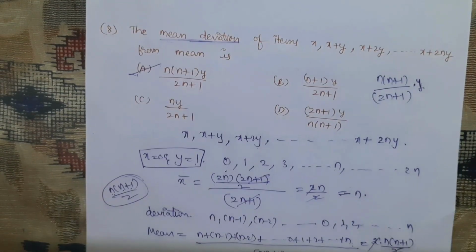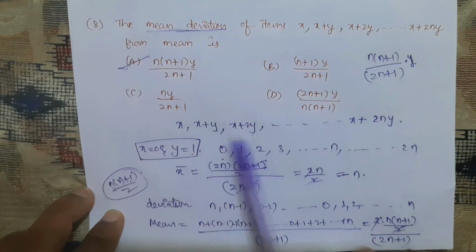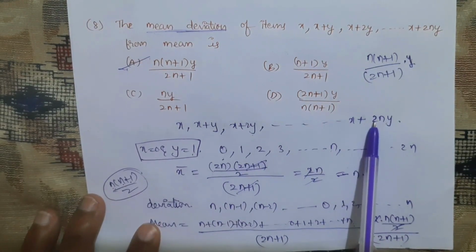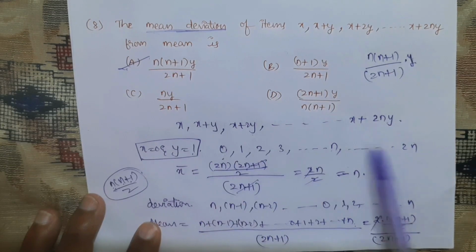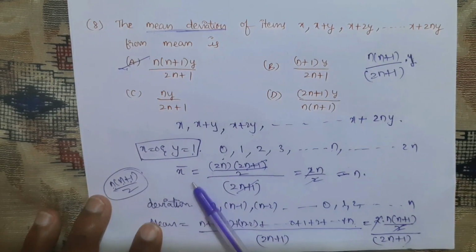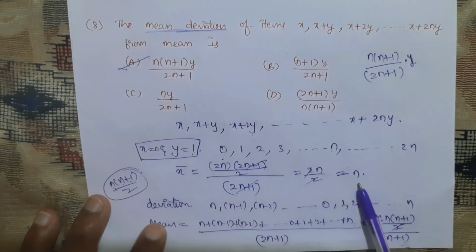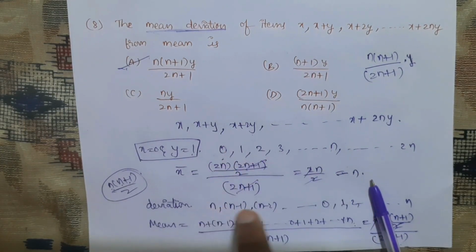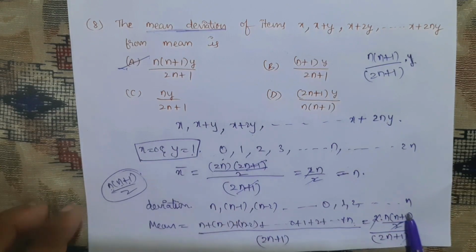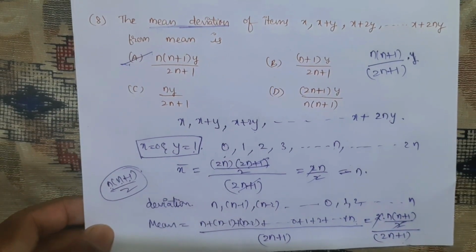See here once again, those observations I have written. For those observations, if I consider x equals 0 and y equals 1, these are the observations. You find that mean, and you got n. Then for deviation you find the difference of these two, and you got this. For that we need to find the mean. Hope you understood.